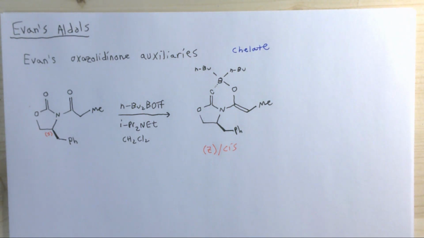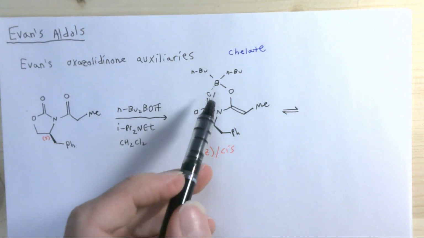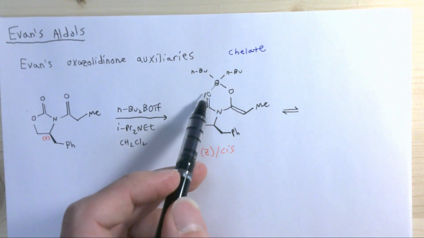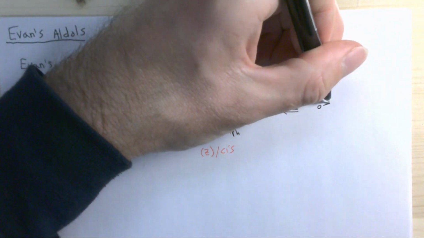Now, it turns out that this is actually not the reactive form of this enolate. It's going to be in equilibrium with the form where the boron has detached from this oxygen right here. So let's draw what that looks like.